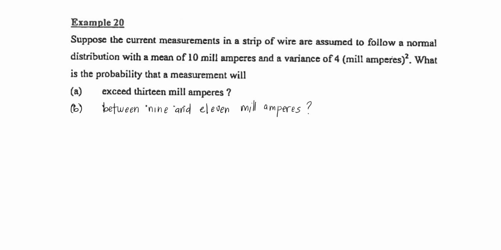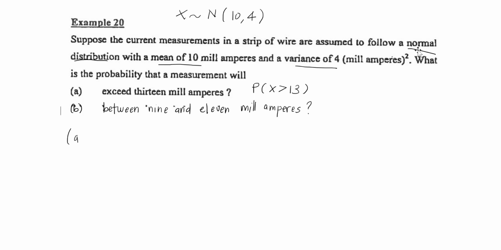Okay, now we proceed to example 20. In this question, it's given that X follows a normal distribution with mean mu equal to 10 and a variance of 4. The question asks for the probability that a measurement will exceed 13.